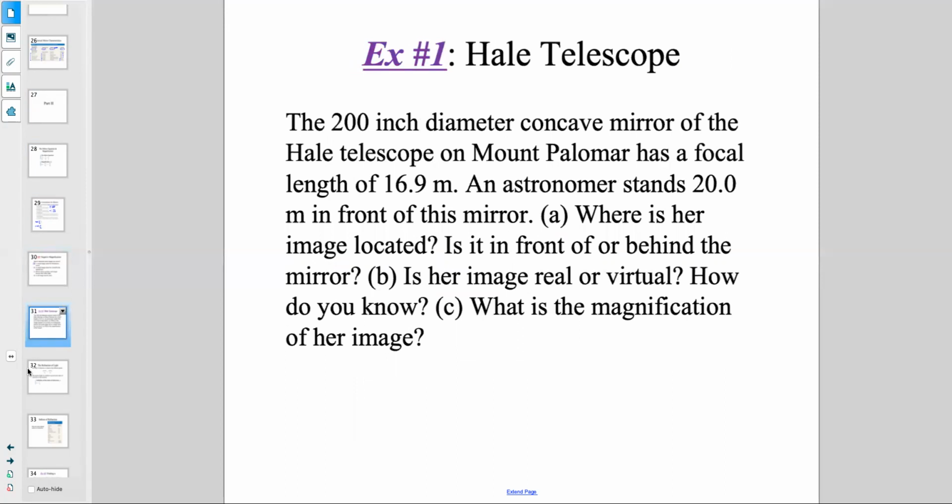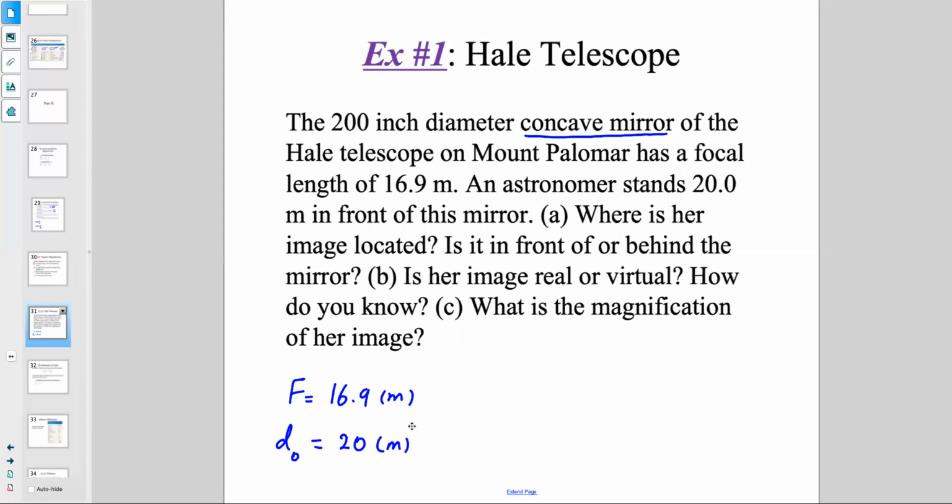The Hale Telescope on Mount Palomar has a 200-inch diameter concave mirror, so we are dealing with a concave mirror, with a focal length of 16.9 meters. So we know the focal length, F, is 16.9 meters. An astronomer stands 20 meters in front of this mirror, so the object distance, which is our astronomer, is 20 meters, and it's a concave mirror.